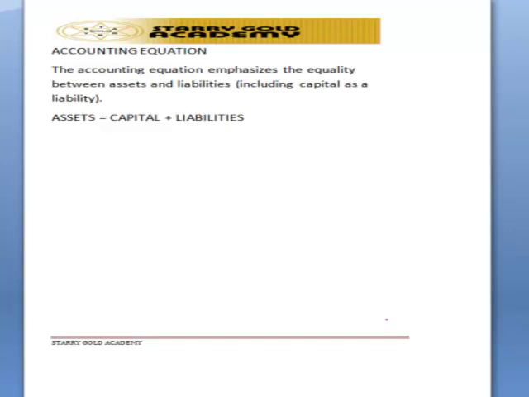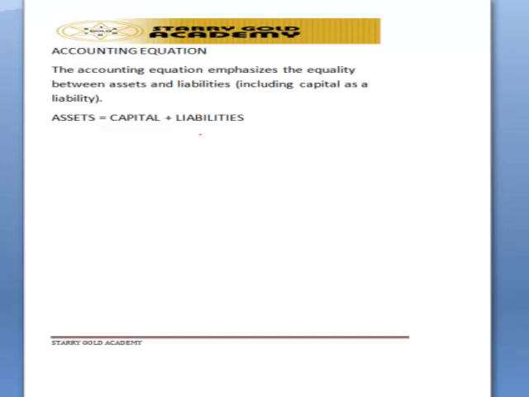The principle of double entry developed from the what? From the axiom of the what? Of the accounting equation as well. So the fundamental equation is what? It is given as assets equals capital plus liability. So the accounting equation emphasizes the equality between the assets and liabilities of an organization.